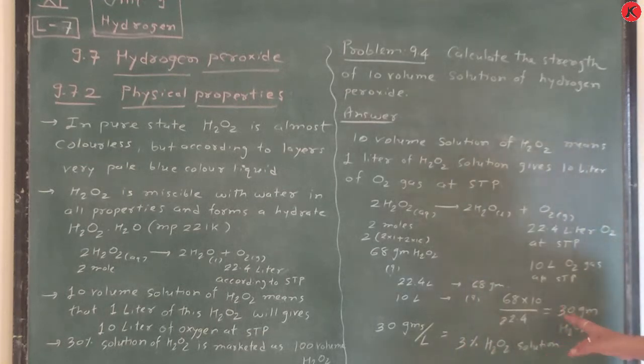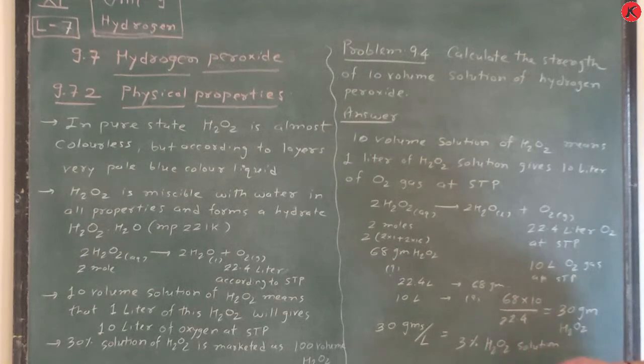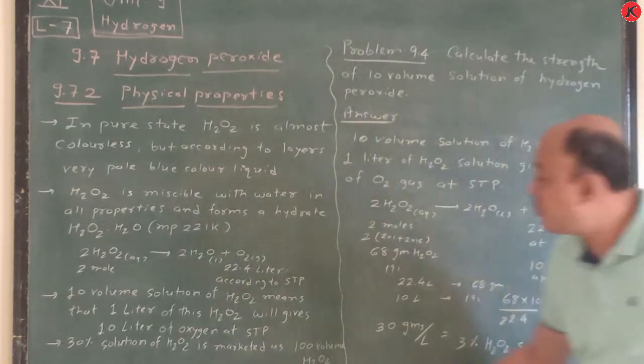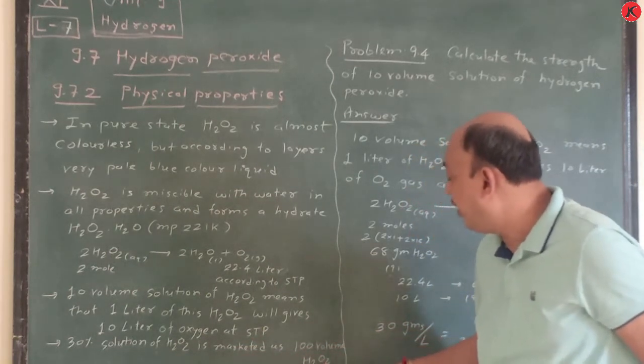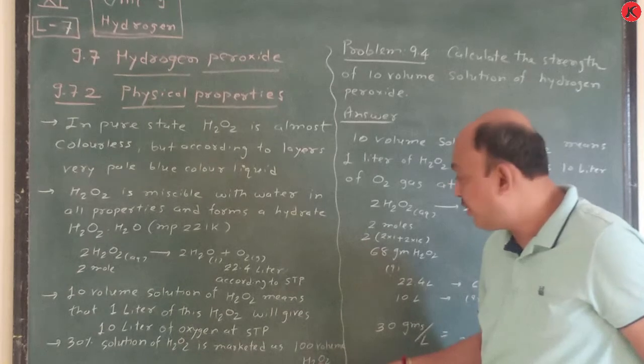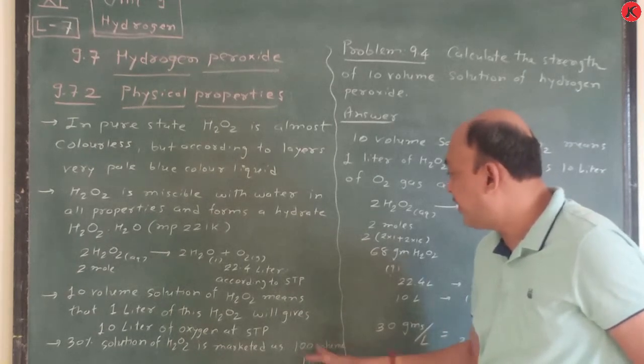And you have to carry out 30 gram H2O2 in terms of, we can say, mass. So here you have to remember 30 gram per liter in terms of percentage. According to 10 volume, it is 3%. And remember this one: a 30% solution of H2O2 is marketed as 100 volume H2O2. This one you have to remember. So here 100 volume of H2O2 is 30%.